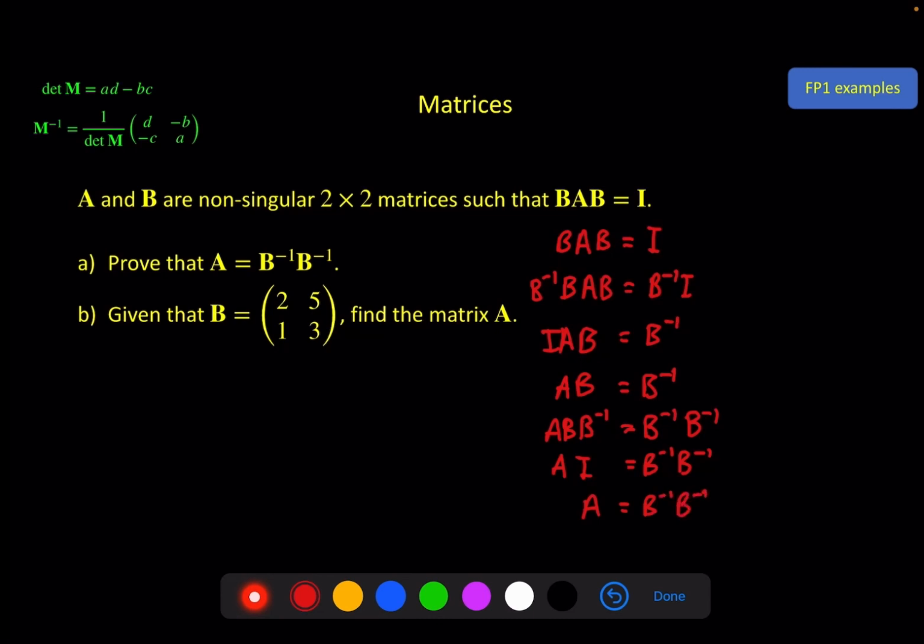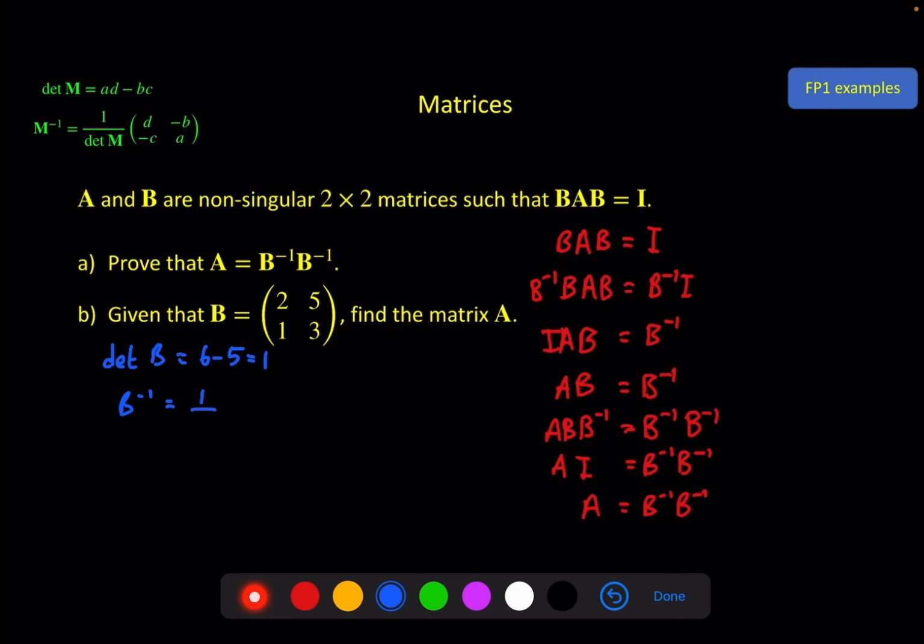And it's not unusual for questions like this to then ask you to do something with the result you found. Given that B is this, find the matrix A. In order to do this, I am using this fact here, so I need to find the inverse of B and then multiply it by itself, and that will give me A. So finding the inverse of B, I need to find the determinant of B first. That gives me 6 minus 5. A very nice number because it means I won't have any fractions in my inverse matrix.